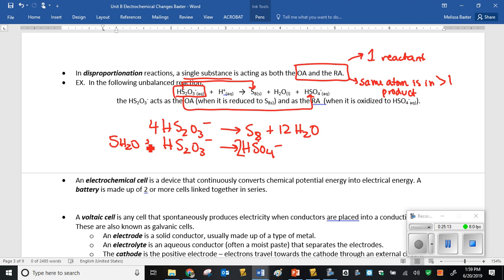Okay. Then you balance hydrogens. So if I look at my top half reaction, I have 4 hydrogens on the left, and then I have 12 times 2, which is 24 on the right. So there's a difference of 20. In my other half reaction, I have 5 times 2, so 10, plus another one, 11. And then I have 2 over here, so there's a difference of 9.